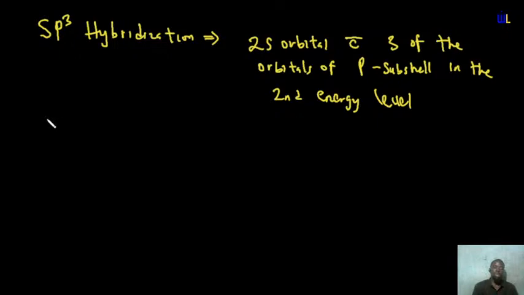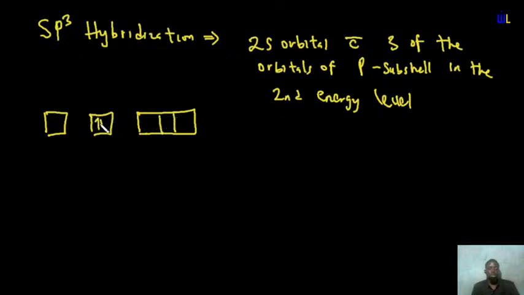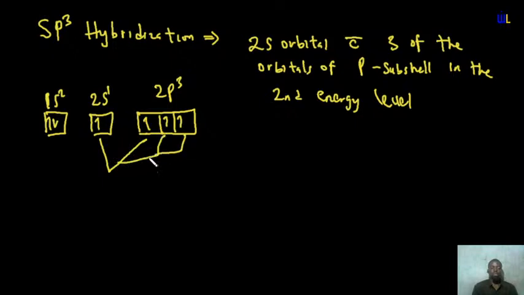So as I put up my diagram, you notice that you have this one, okay, no, just one. Here is 1, 2. This is 1s2, 2s1, 2p3. So 1, 1, 1. So you have this. This is what we refer to as sp3.